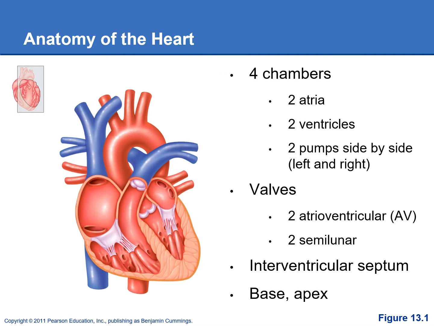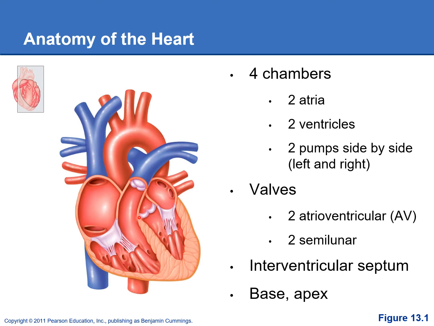In between the atria and the ventricles, we have atrioventricular or AV valves. There's one on each side. And then we also have two semilunar valves. There's a semilunar valve between the right ventricle and the pulmonary artery. And there's another semilunar valve here between the left ventricle and the aorta. The valves are really important because they're going to prevent the blood from flowing backwards.